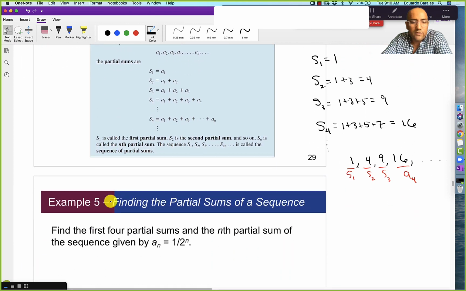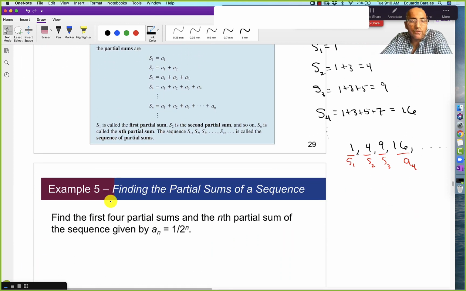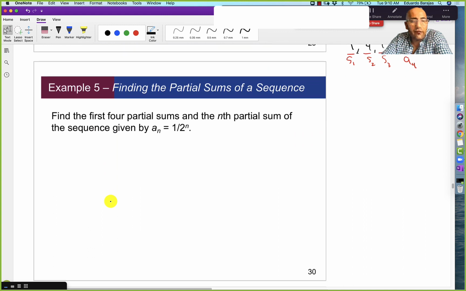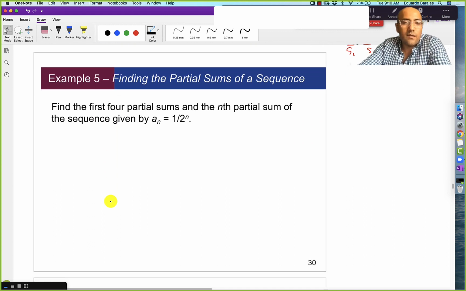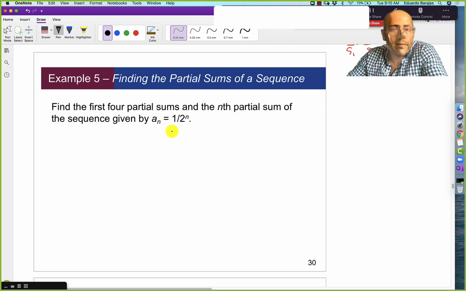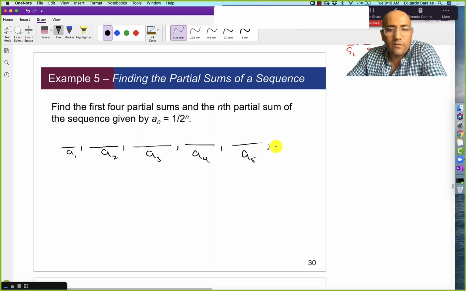Okay, so let's look at another example. Find the first four partial sums and the nth partial sum of the sequence given by a sub n equals 1/2 to the nth power. First, let's begin by expanding this sequence a little bit. Let's find the first value on my list, the second one, the third one, the fourth one, and the fifth one.